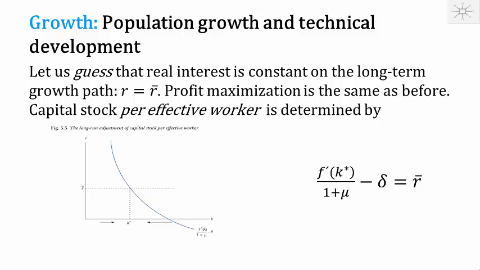So we must have a long-run equilibrium where capital per effective worker is constant, because the marginal product is a function of capital per effective worker. And if capital per effective worker is high, then the marginal product of capital is low, and the other way around. So there we have a long-run equilibrium where capital stock per effective worker is constant, and we'll soon see what that means. But let us first ask, what will the real interest rate be?